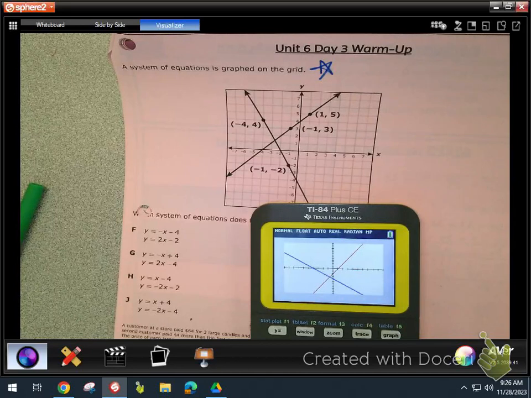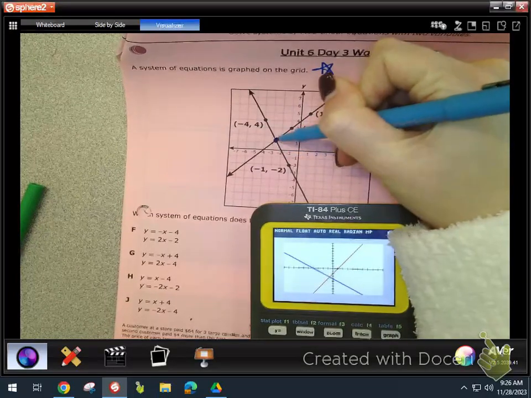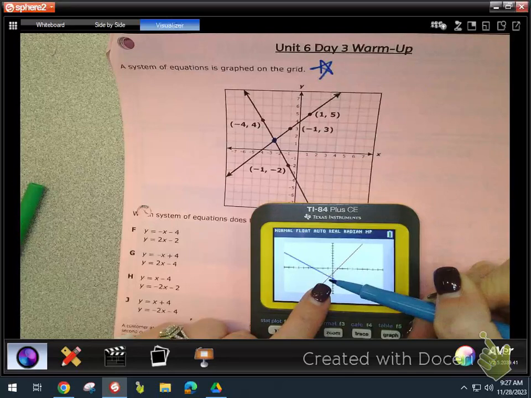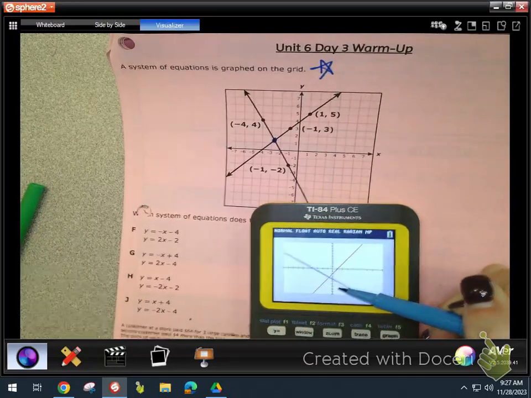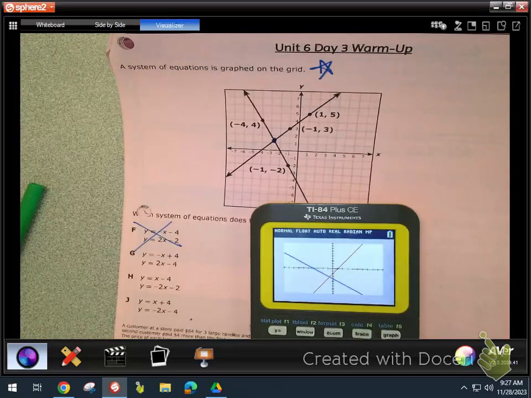But if I look, my point of intersection on my graph, my solution, is over here. Negative x, positive y. The point of intersection on this graph, is that even in the same area? No. So then this answer cannot be right. So you could do it that way. F, G, H, J. And see which one does match, okay?